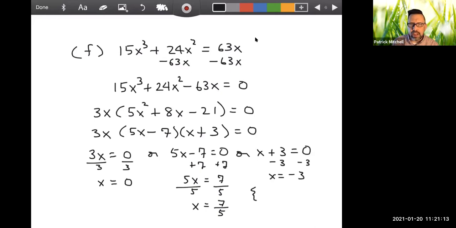So like I said, this equation has 3 solutions, and I would encourage you to check all 3. We already checked one of them. The 3 solutions are 0, 7/5, and -3.